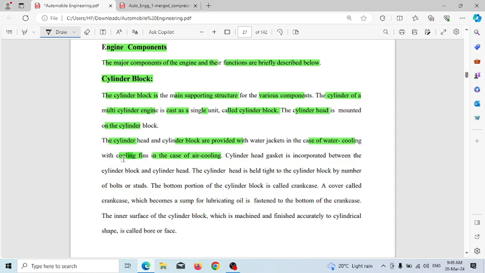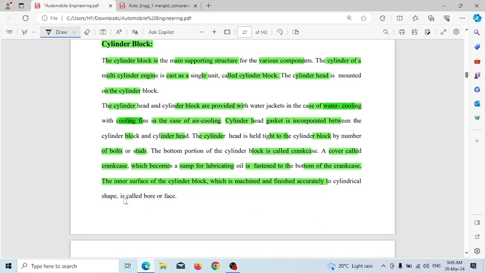In an air cooling system, only cooling fins are provided, and in a water cooling system, water cooling is provided. A head gasket is incorporated between the cylinder block and cylinder head. The cylinder head is held tight to the cylinder block by a number of bolts and studs. The bottom portion of the cylinder block is called the crankcase, and its cover becomes a sump for lubrication oil, fastened to the bottom of the crankcase. The inner surface of the cylinder block is machined and finished accurately to the cylinder shape, so it's called bore or face.